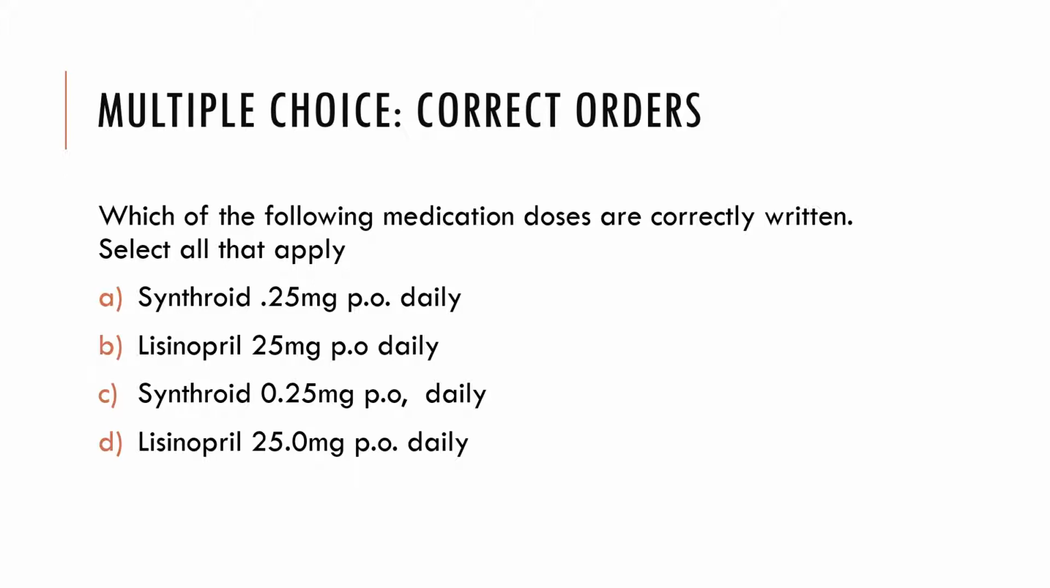You want to be able to look at what medication doses are correctly written, and in this case it says select all that apply. And you're looking for all the components. Is the medication name there? Is the dose there? Is there a trailing zero, or is there a zero before the decimal point? Is the route listed and the time?